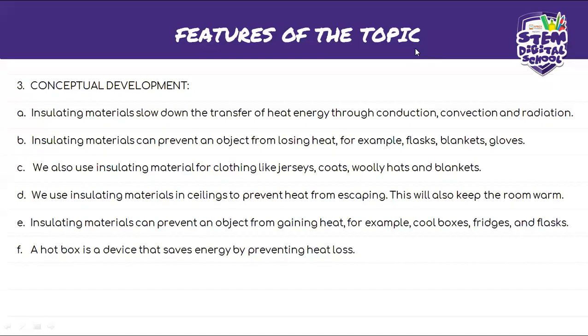Somebody just sent in the answer. That is Angelina. Okay. So examples that prevent objects from losing heat are, we have flasks, we have blankets, and we have gloves. Oh, okay. So let's go to the next.